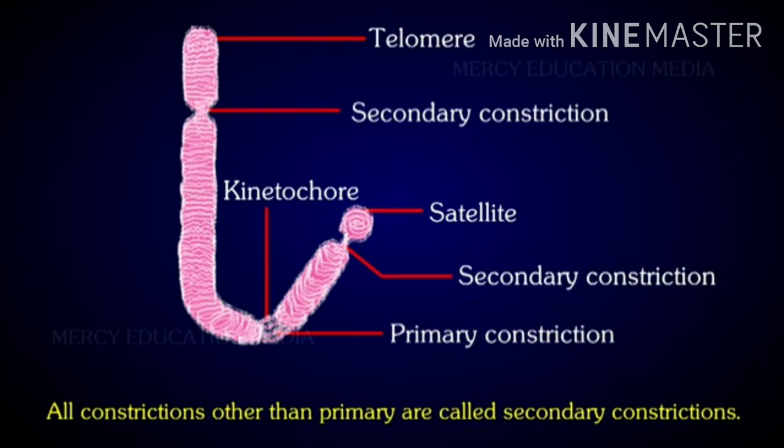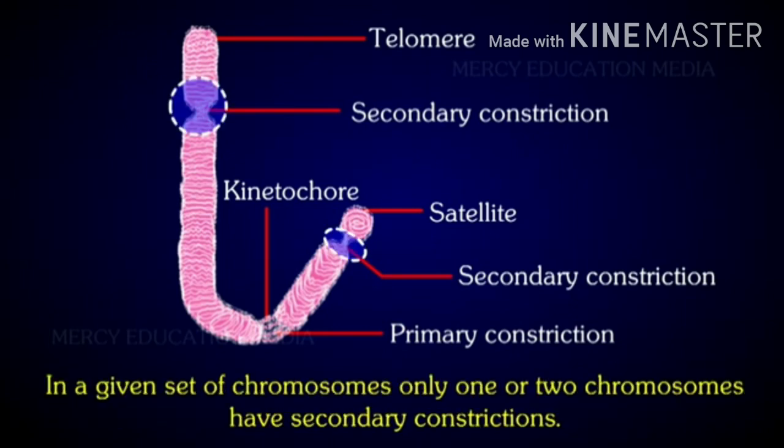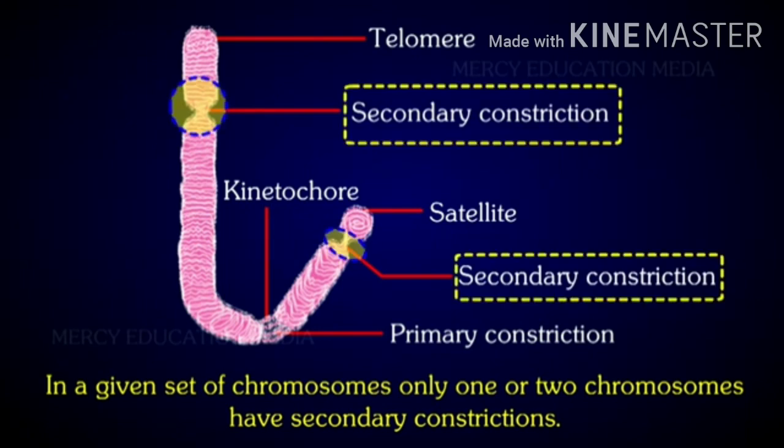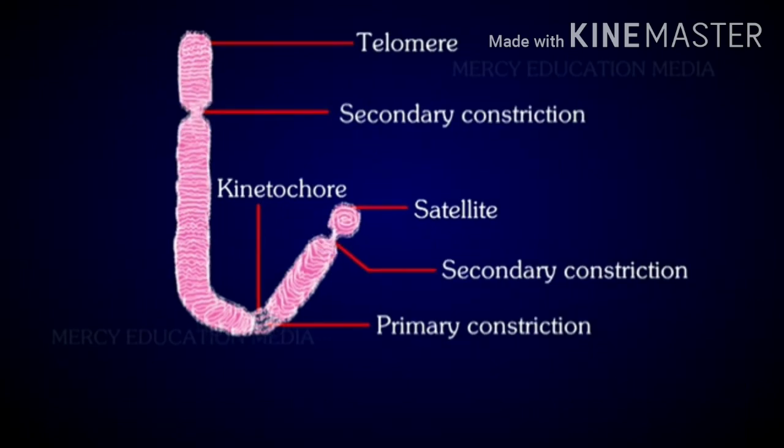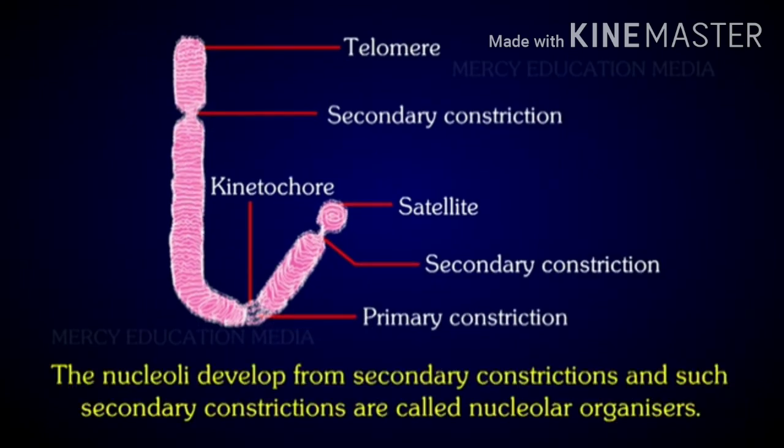All constrictions other than primary are called secondary constrictions. In a given set of chromosomes, only 1 or 2 chromosomes have secondary constrictions. The nucleoli develop from secondary constrictions, and such secondary constrictions are called nucleolar organizers.